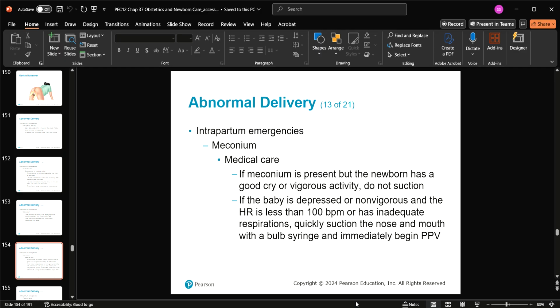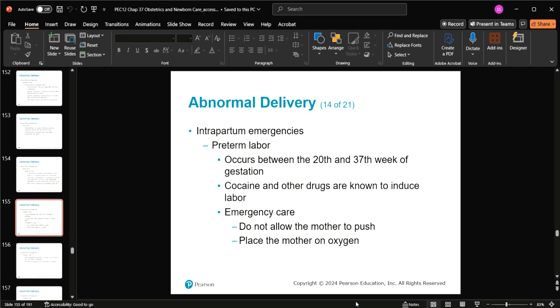If meconium is present but the newborn has a good cry or vigorous activity, do not suction. But if the baby is depressed or non-vigorous and the heart rate is less than 100 or there is inadequate respiration, quickly suction the nose and mouth with a bulb syringe and immediately begin positive pressure ventilations with an infant BVM.